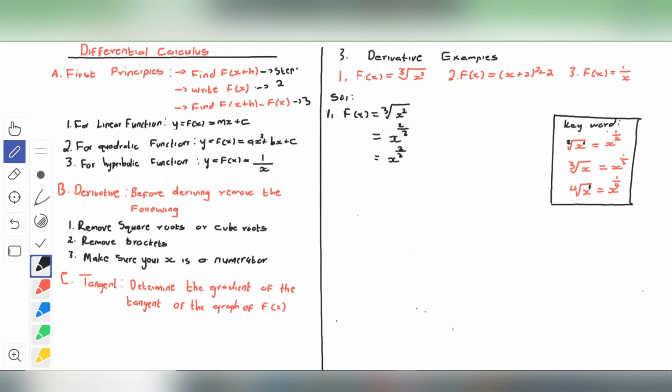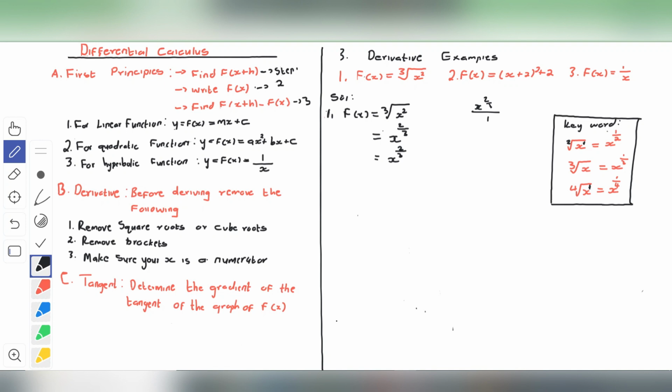Because it's like x all over 2, all over 3, all over what? All over 1. We can see that 1 is the denominator here. So obviously anything divided by 1 is that term, right? So now we have x to the power of 2 over 3. So now we can do what?